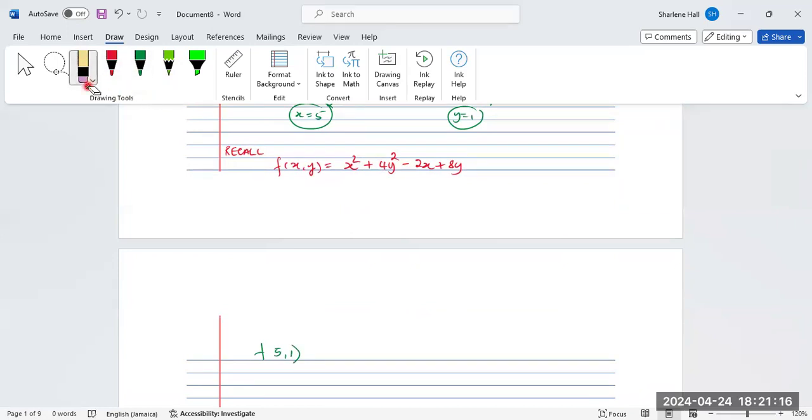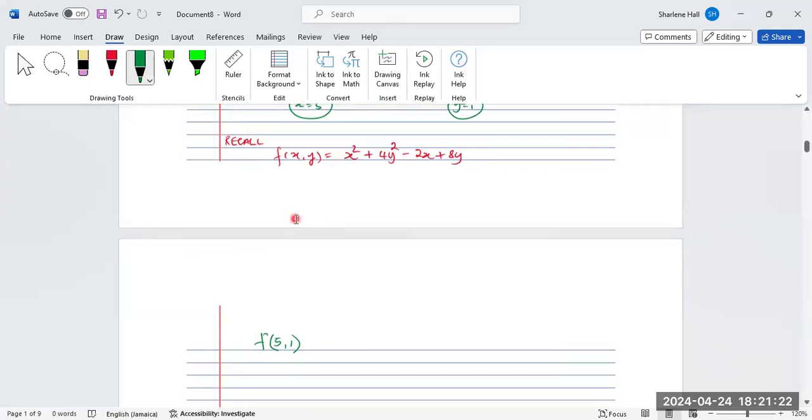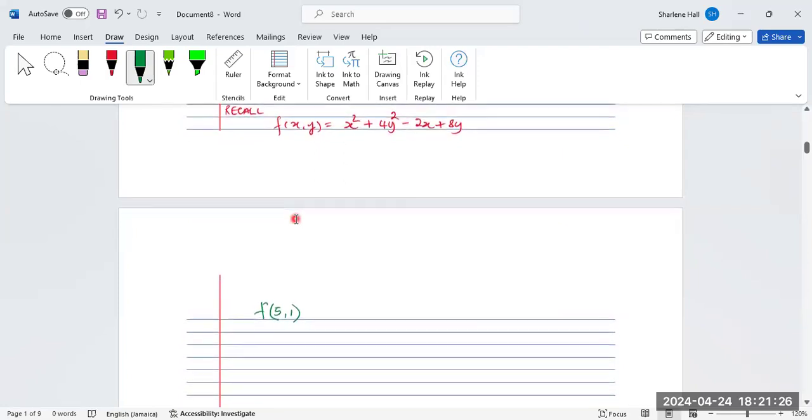All right, that's f of 5, comma 1, is equal to 5 squared plus 4 times 1 squared minus 2 times 5 plus 8 times 1. 5 fives is 25, plus 1 squared is 1 times 4 is 4. 2 times 5 is 10, plus 8. 25 minus 4 is 21. 21 minus 10 is 11. 11 plus 8 is 19. I get 19.